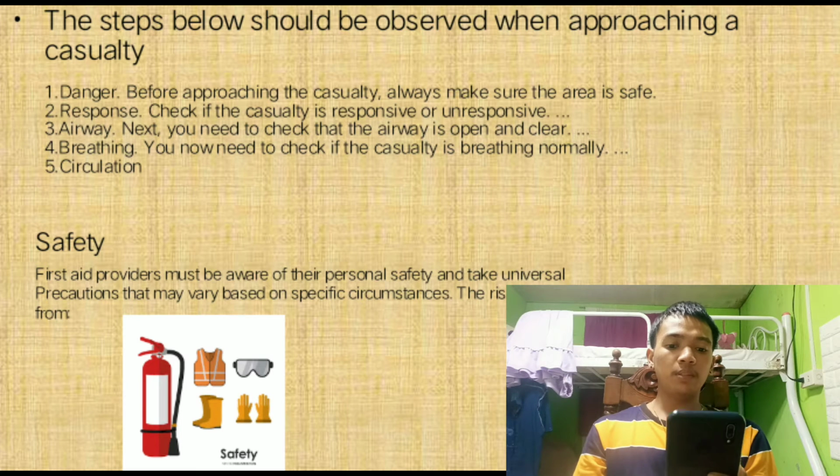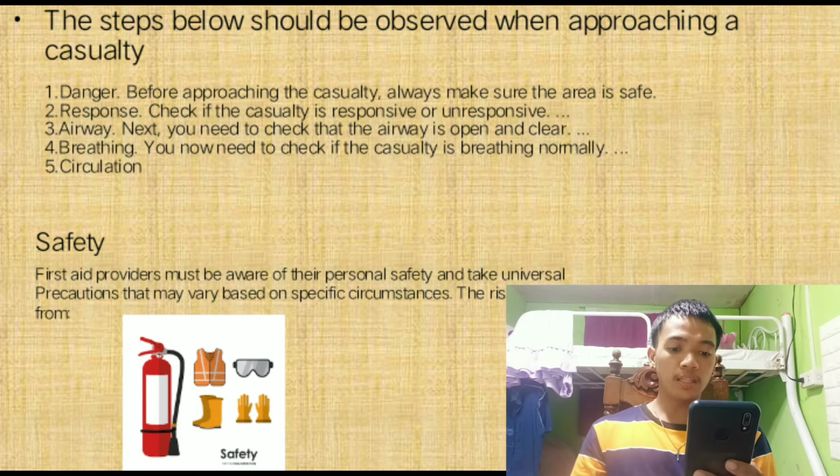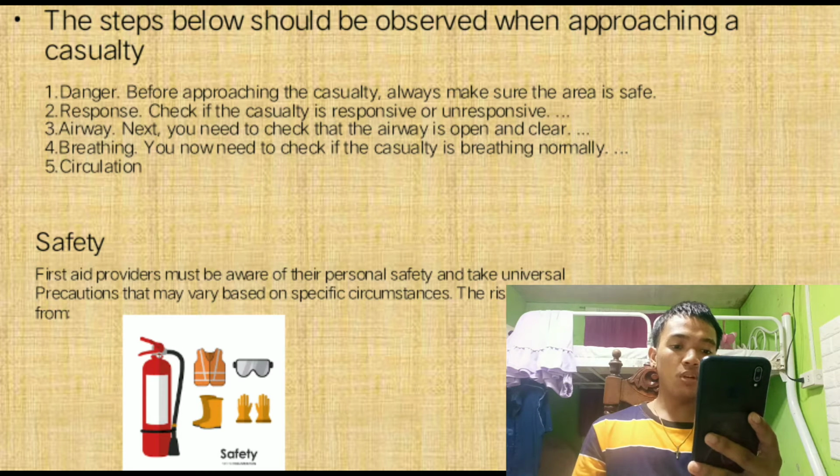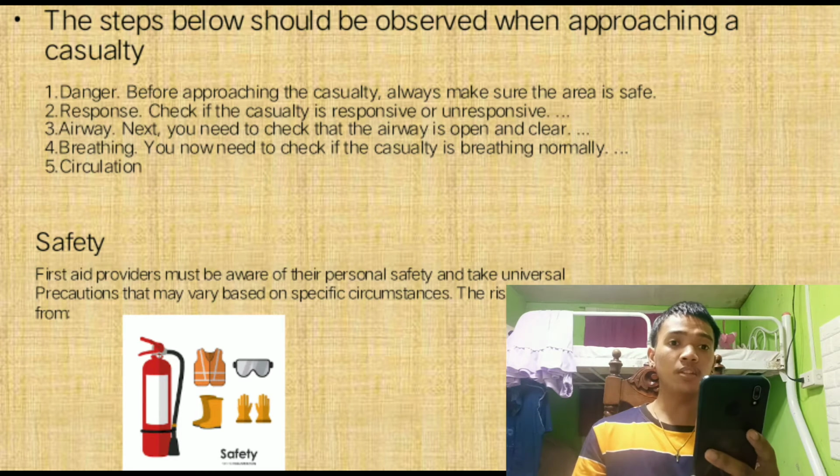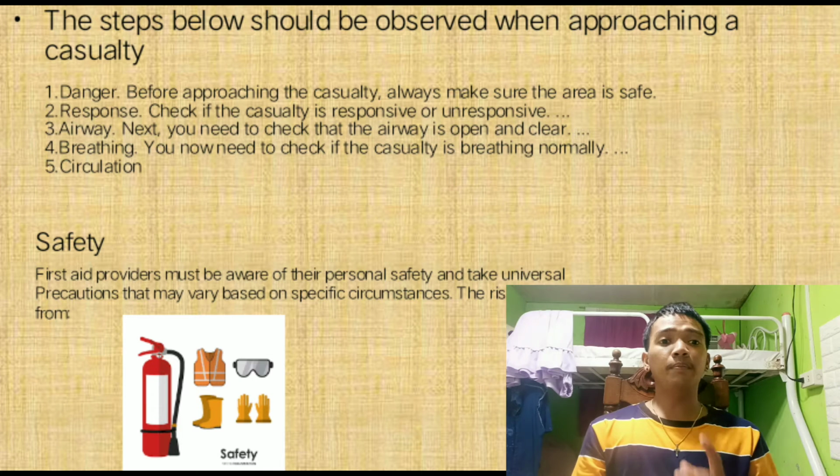So there are some steps that should be observed when approaching a casualty. First, danger. Before approaching the casualty, always make sure the area is safe. Number 2, response. Check if the casualty is responsive or unresponsive. 3, airway. Next, you need to check that the airway is open and clear. 4, breathing. You now need to check if the casualty is breathing normally. 5, circulation. There are some possibilities that the surroundings may fall, debris or anything else that can harm the first aider.